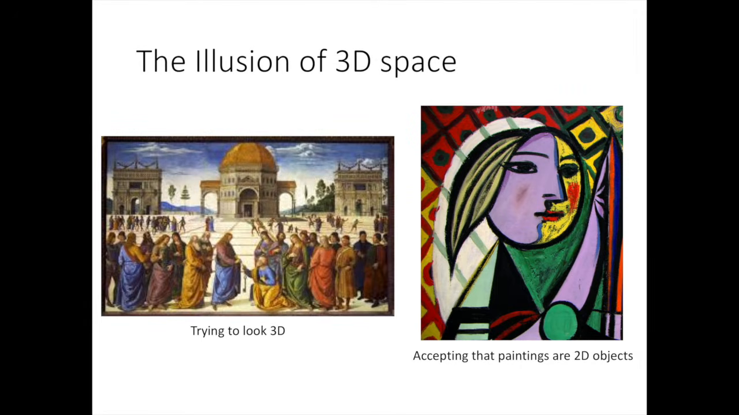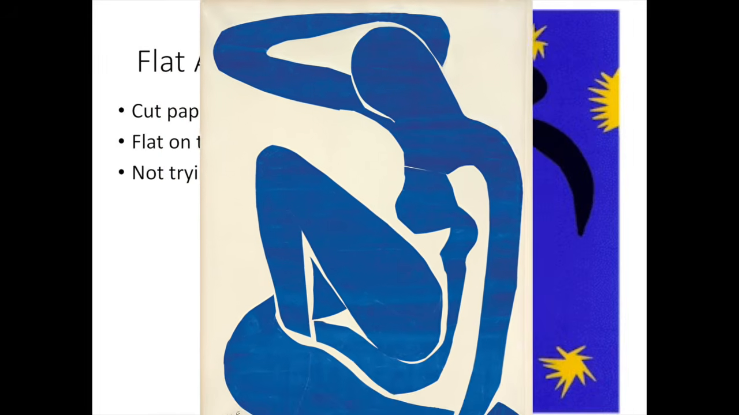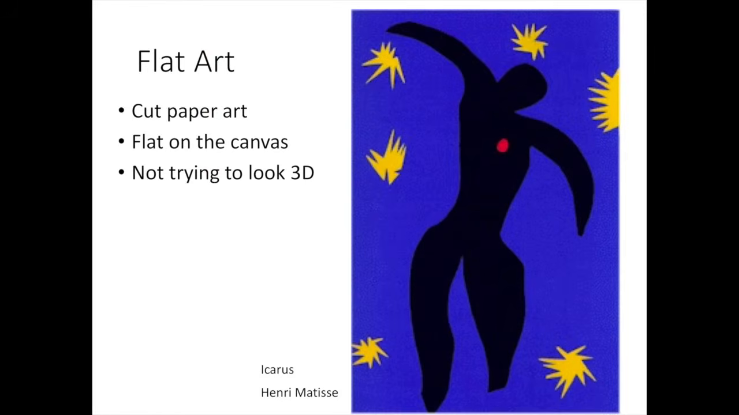I guess you can't get much more flat than this guy right here. This is Henri Matisse. He wanted things to be so flat, he even cut them out of paper. That's not even a painting. That's just large pieces of paper, cut out and glued together to make these works of art that were completely flat.